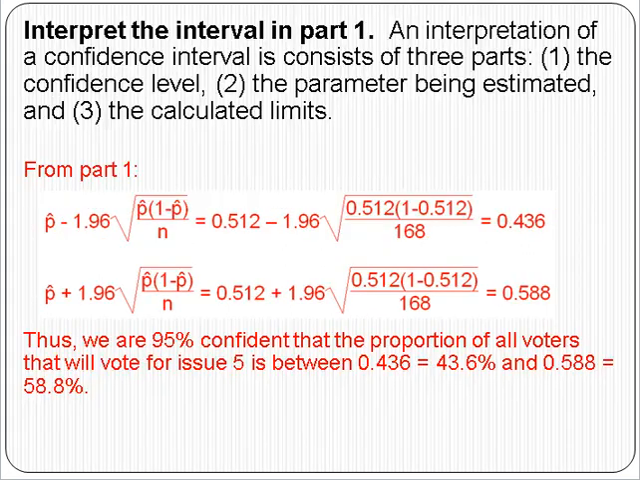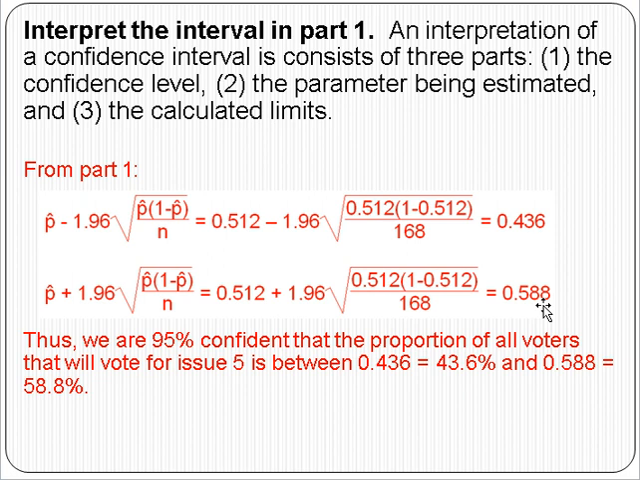Now, the second task I'm going to ask you to do is to interpret the interval. An interpretation of a confidence interval consists of 3 parts. Number 1, what is the confidence level? Number 2, what is the parameter that you're trying to estimate? Describe it in terms of the problem. And 3, what are the calculated limits? So from part 1, we know that between 43.6% and 58.8% of somethings.